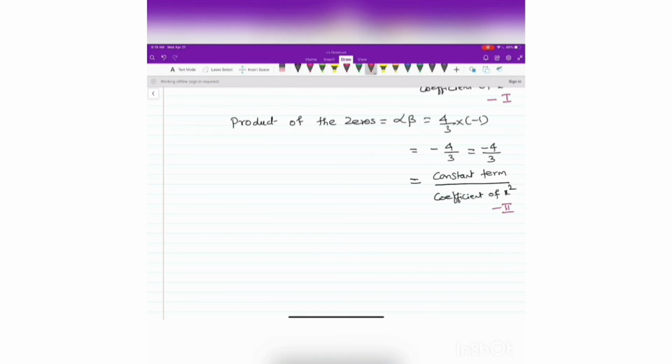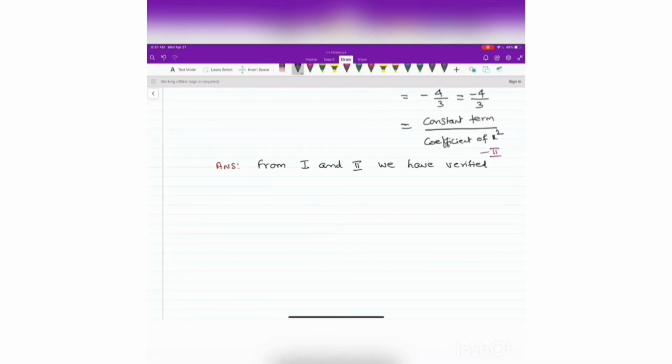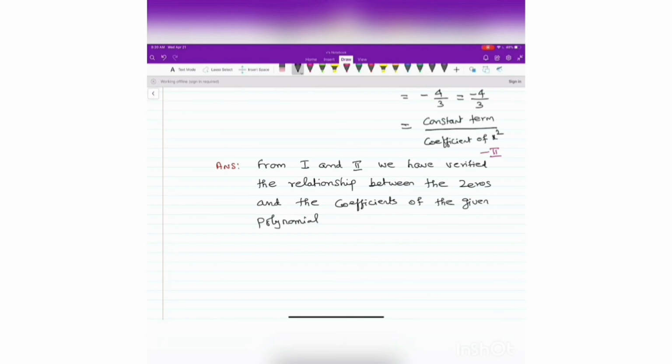Now we need to write the answer for the second part. From 1 and 2, we have verified the relationship between the zeros and the coefficients of the given polynomial or the quadratic polynomial 3x square minus x minus 4.